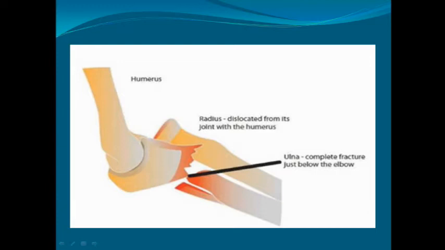So this is a Monteggia fracture dislocation. This is the ulna. Here a proximal ulna fracture has occurred, and this radial head has dislocated. Normally this radius should lie in this line. Okay.